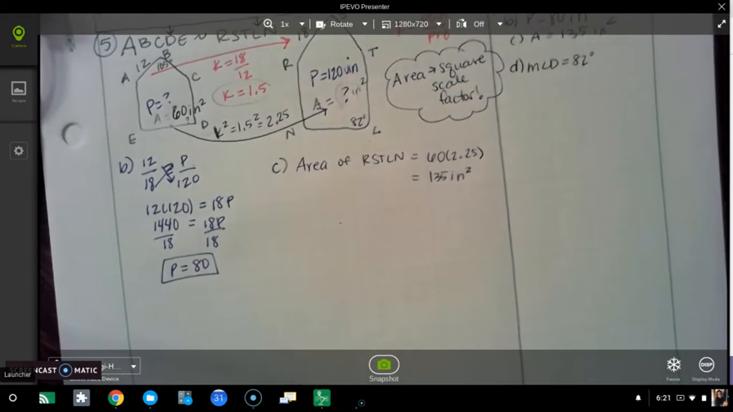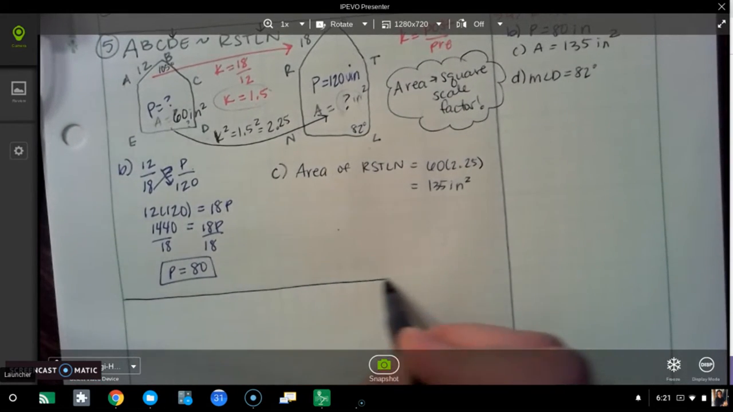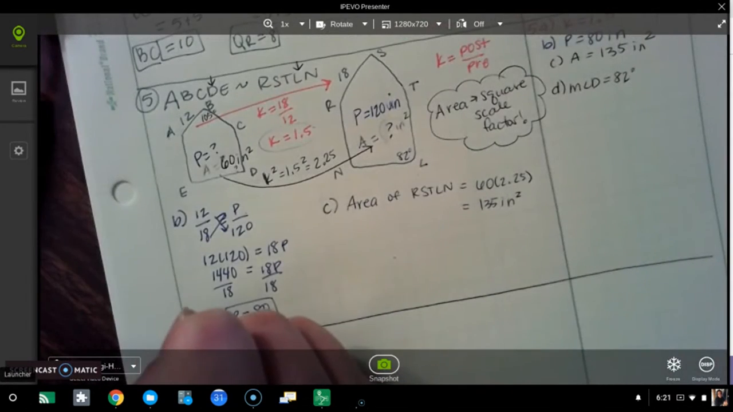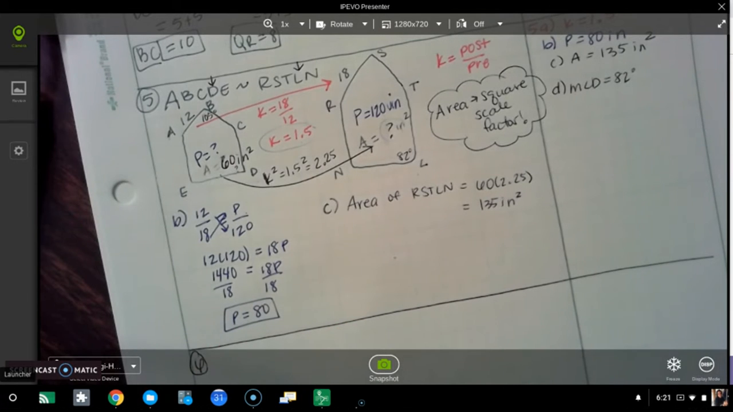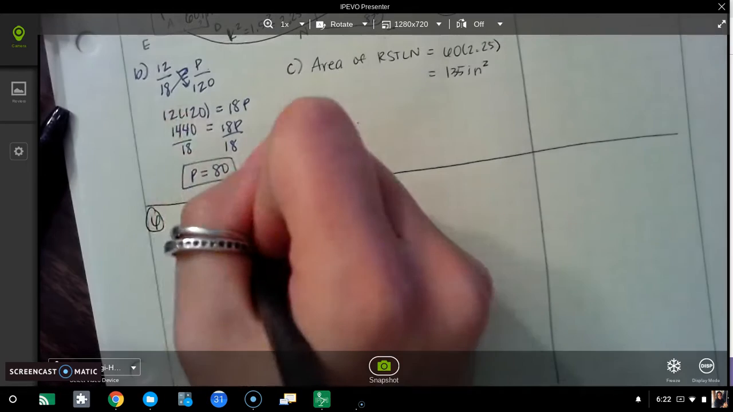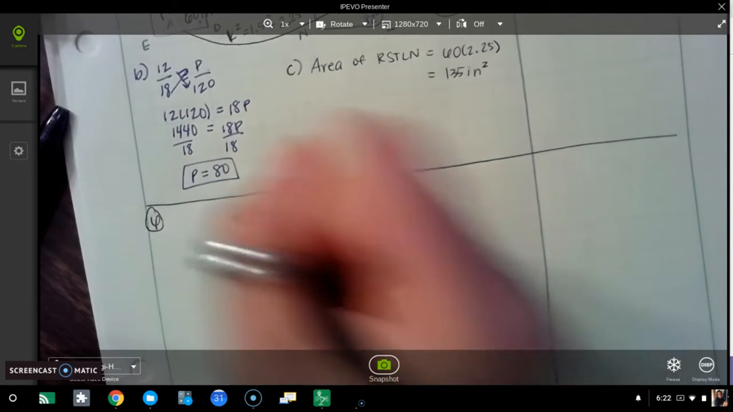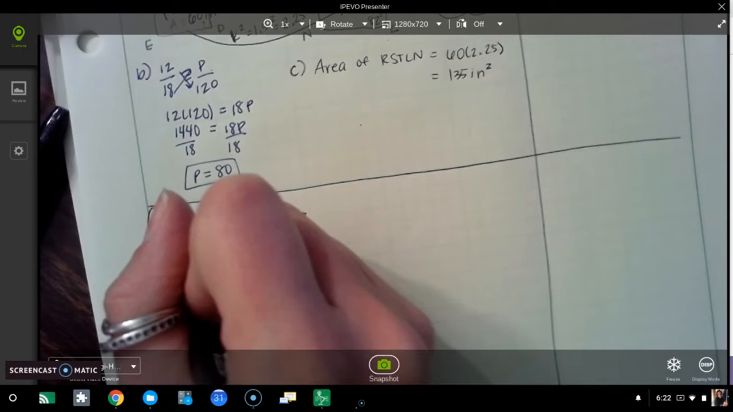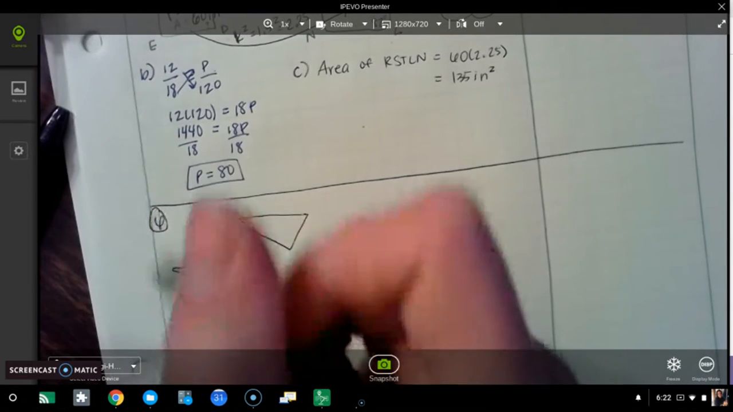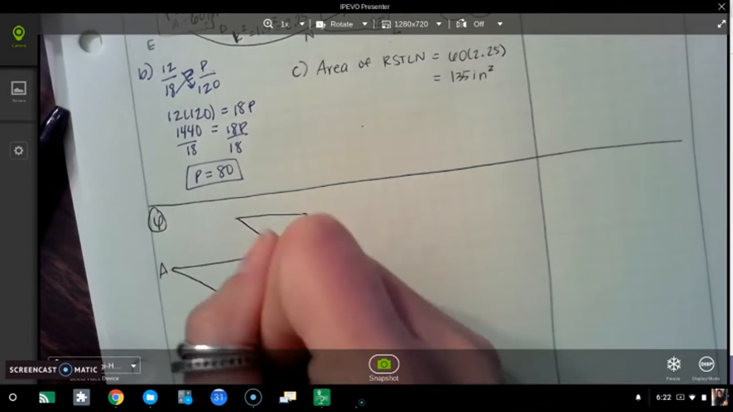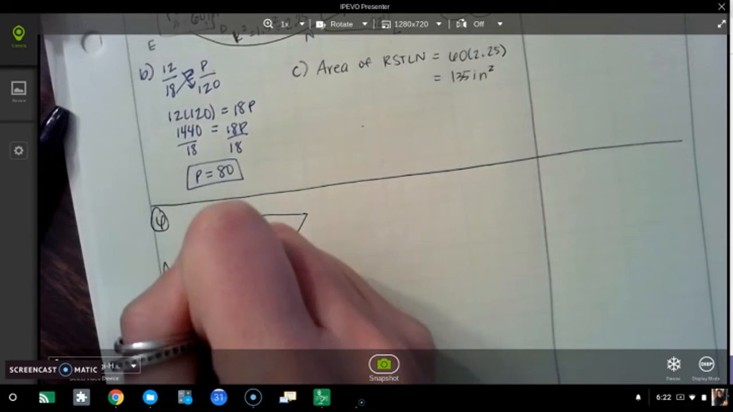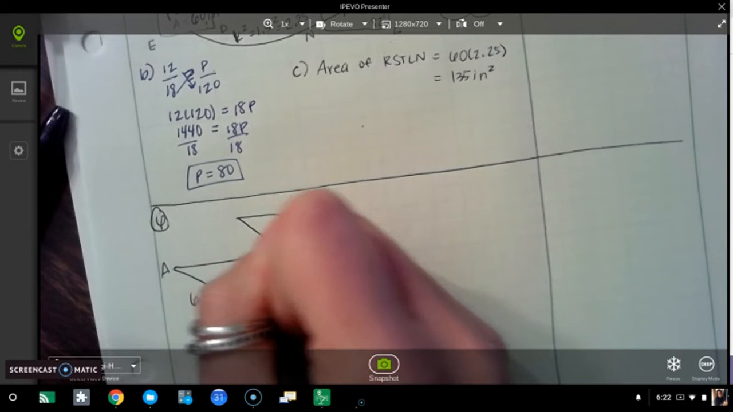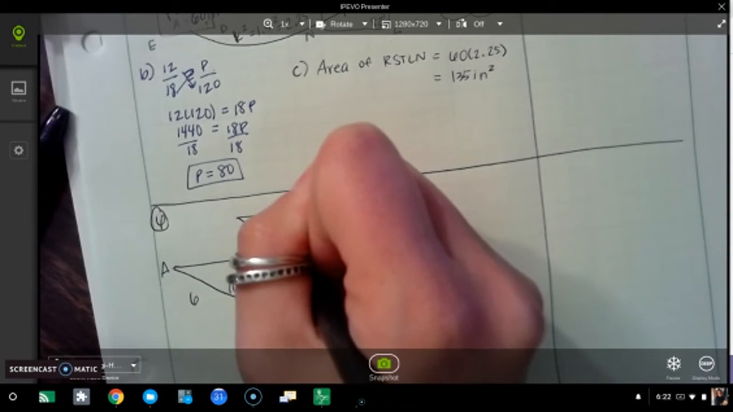All right, let's move on to number 6. Again, my drawing is not going to be to scale. I am just trying to show you guys how to do these, and the quiz review may not be to scale either. 6, 104 degrees. This is 10.